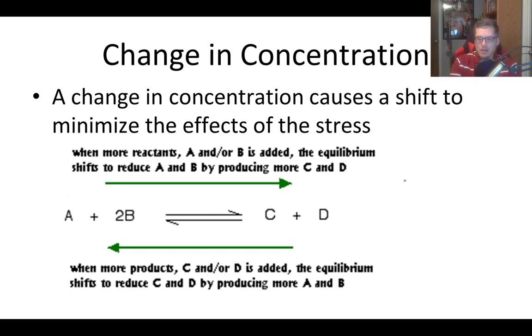And if we add a product, then the reverse happens, right? Our C and D would be going to the left, right? Our C and D would end up pushing harder because once we're at equilibrium, they're pushing equally hard. But if we add C or D, they're going to start pushing a little bit harder. So we're going to shift towards the reactant side.